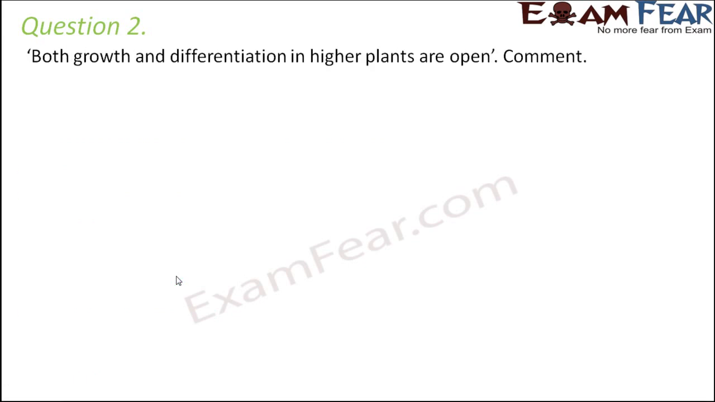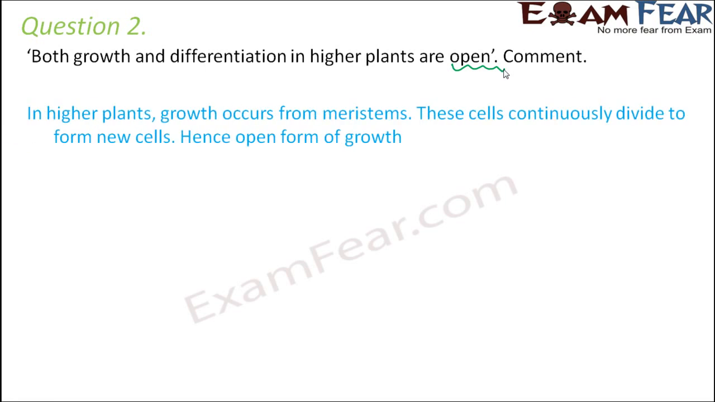The next question: both growth and differentiation in higher plants are open. Comment. Now we spoke about the open form of growth. So something which is indeterminate, which continues throughout, that is called open form. Now when you talk about growth in higher plants, growth happens through the meristematic tissues which can be either the apical meristem causing vertical growth or the lateral meristem causing lateral growth. Now these cells continuously divide to form new cells, and hence it is an open form of growth. So it doesn't really stop at a certain point of time. So it keeps on happening.